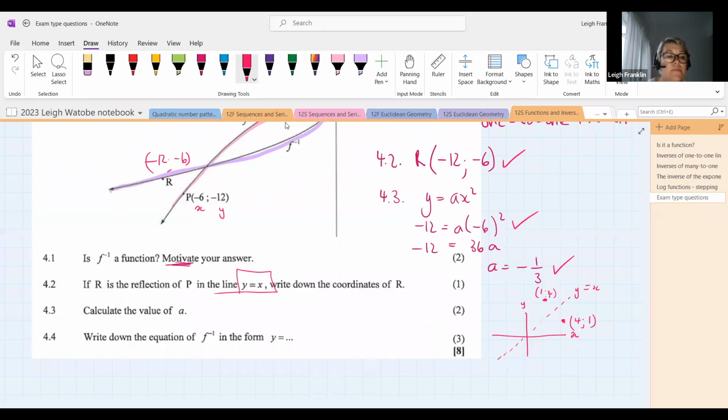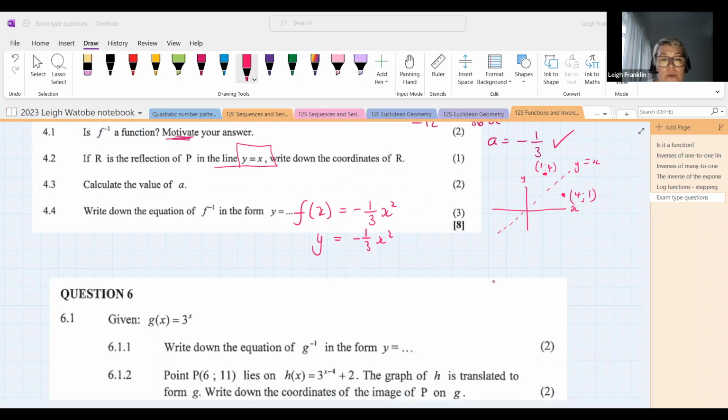Now back to 4.4, the equation of f to the minus 1. Remember, f is the graph of minus 1 over 3 x squared. So if y is equal to minus 1 over 3 x squared, we would need to switch x and y around. Mpaseka, I divided by 36 on both sides. So negative 12 divided by 36 is where the minus 1 over 3 comes from.